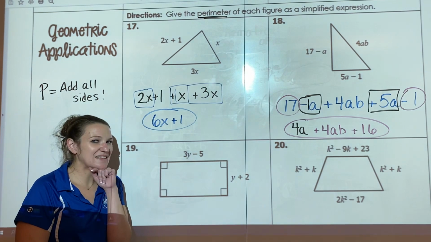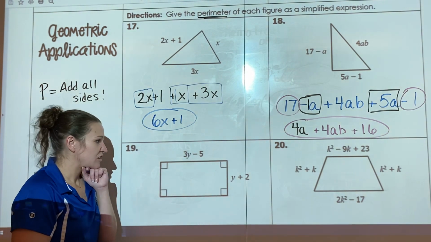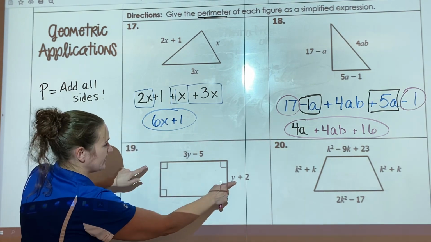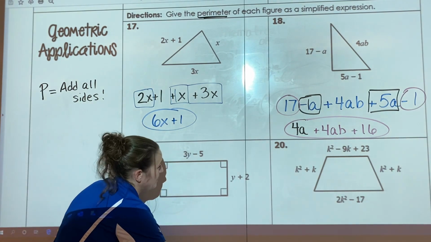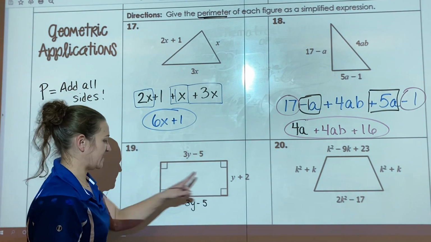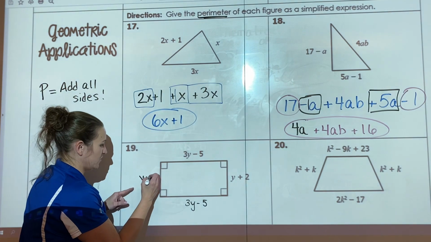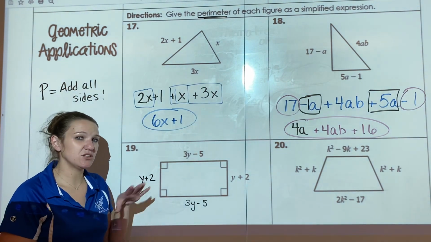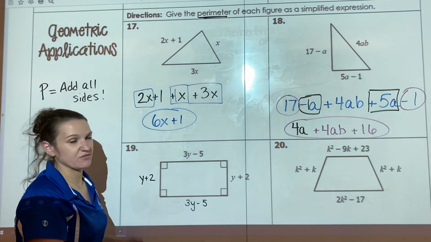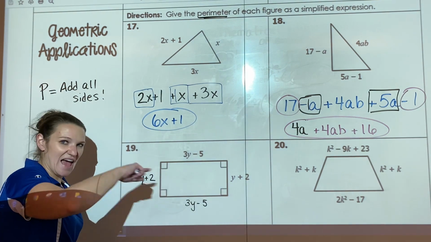So they might not have listed all the sides here, but I know that rectangles have the same sides that are opposite. So I know I can assume that this is 3y minus 5, which means I can also assume that this is y plus 2. Just because they only listed two sides doesn't mean that you shouldn't assume that they are the same because it's a rectangle. So let's add them all up.